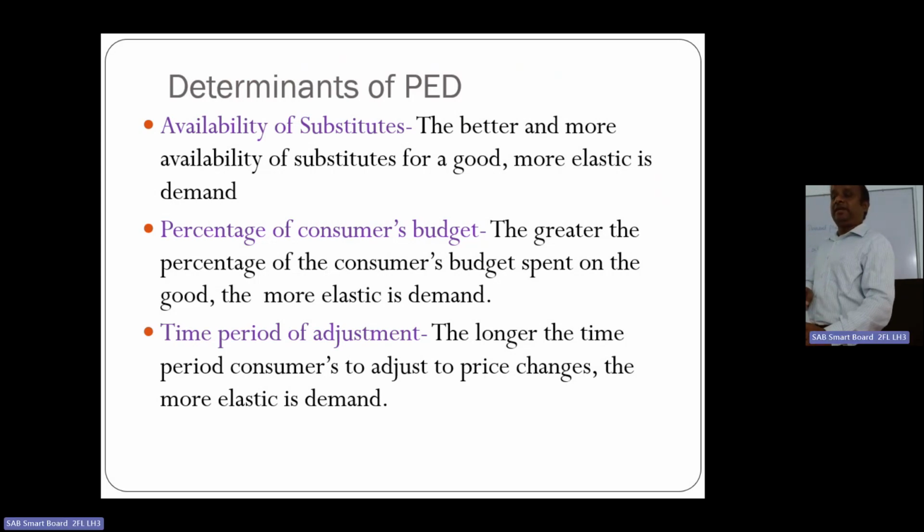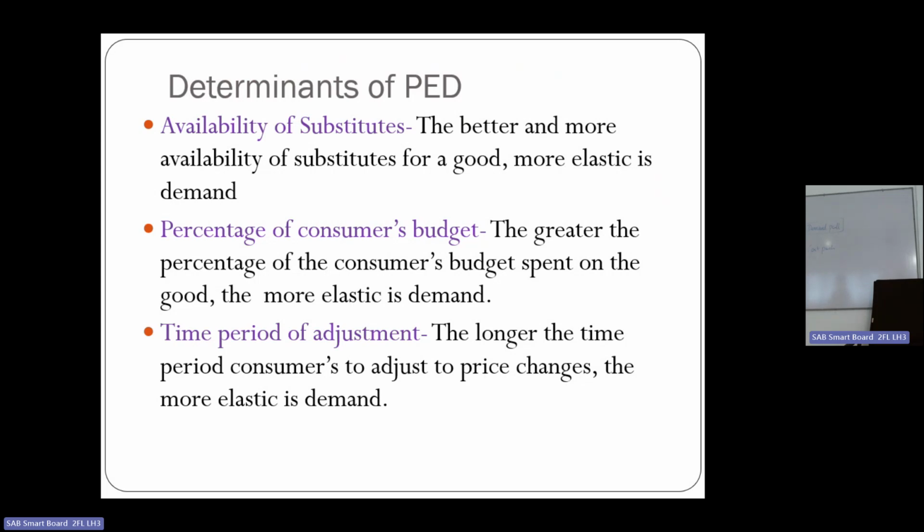Why do we say it's significant? So how do you feel about that one? Substitute means similar products available in the market. If there are so many substitutes available in the market, okay, there's a competitive market. So many substitutes are there.